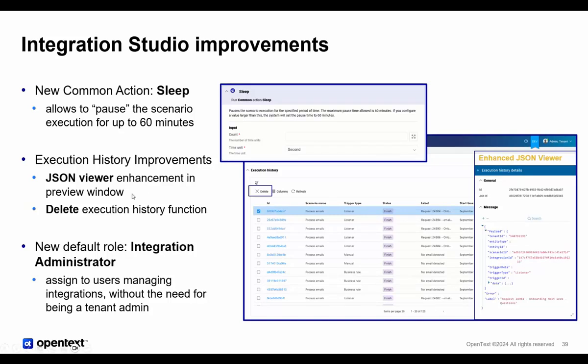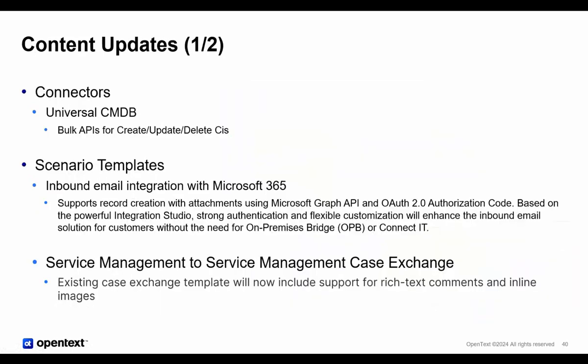All right. Then in regards to content and content updates, we've got a new connector for Universal CMDB. So this now allows additional bulk APIs for create, update, and delete CIs. We've also created 2 new scenario templates as well. So there's our new scenario template for inbound email.